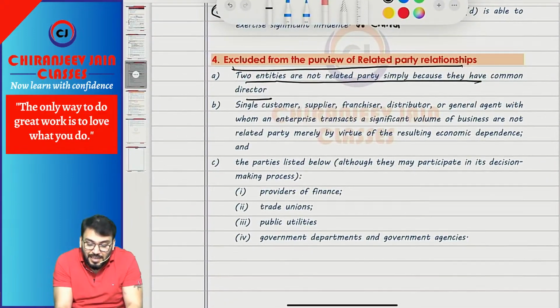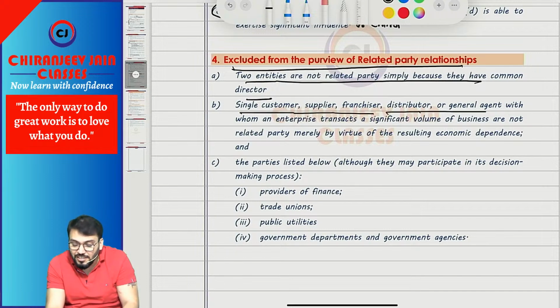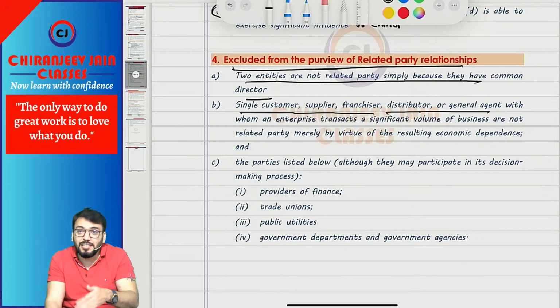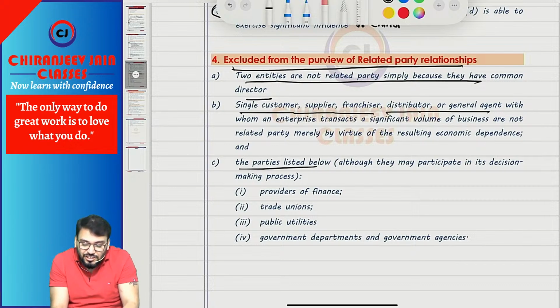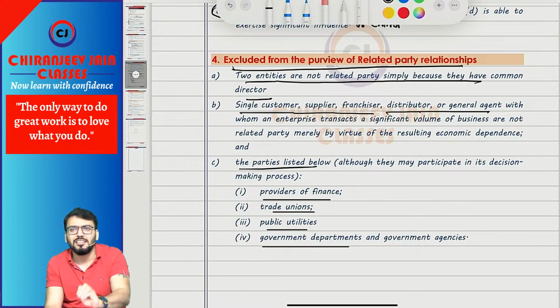Now, any single customer, single supplier, single franchisor, single distributor or general agent with whom the enterprise does a significant volume of transactions are not related parties. Then parties listed below, for example, provider of finance, trade union, public utility, government department and their agencies are not related parties. These are the clarifications given.